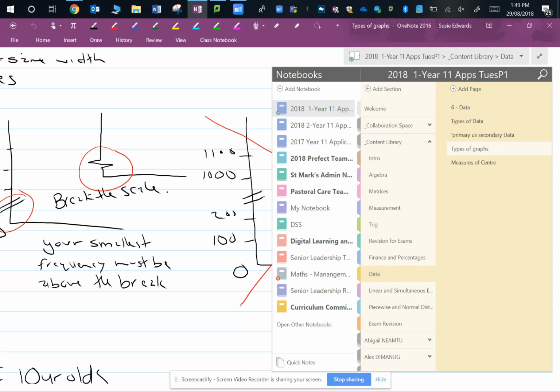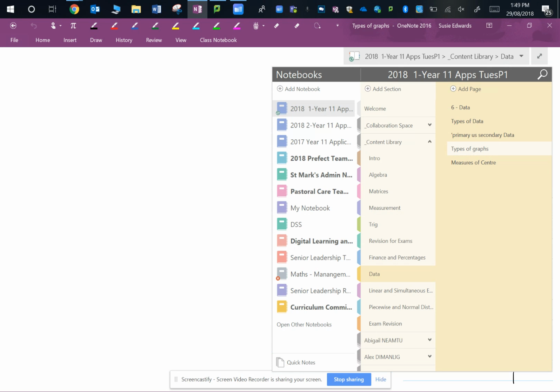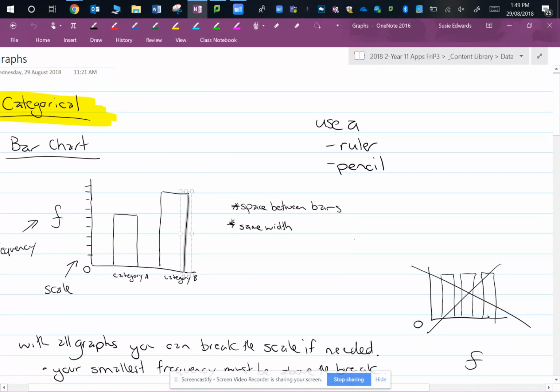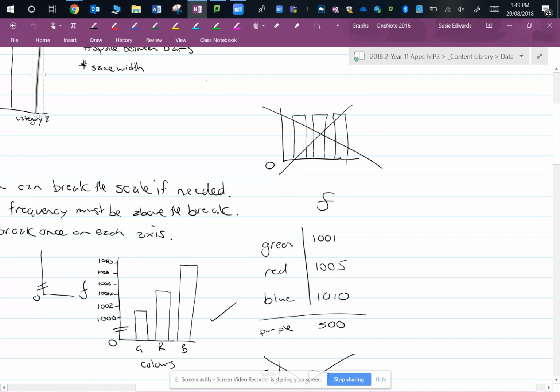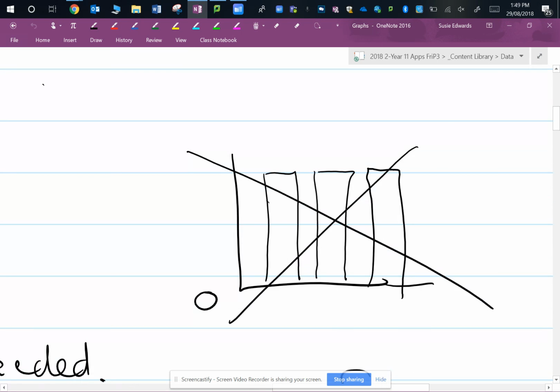If I just show you the example I did with the other class, these are my last year's notes. The example was if you had frequencies of 1,001, 1,005, 1,010, and a bar chart, it's going to look something like that. You're not actually going to be able to see the difference between them because you have to include all the 1,000 and the difference is very minuscule.